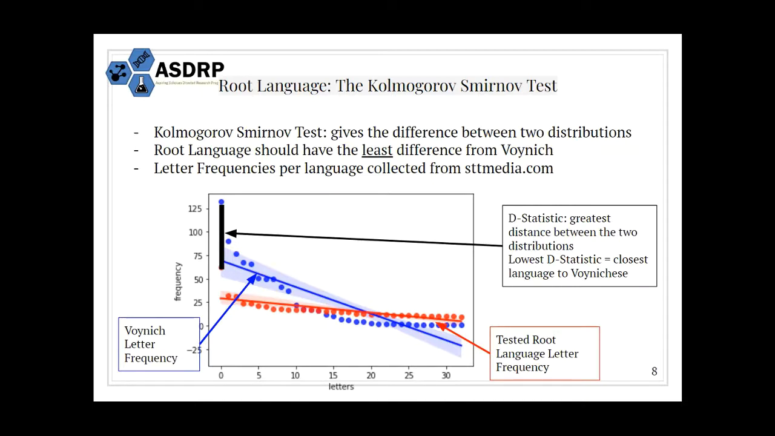So in order to conduct this comparison, we use the Kolmogorov-Smirnov test, or the KS test. This produces a numerical value called the D statistic, which is a measure of the greatest distance between two distributions. So essentially, the language that produced the smallest D statistic, or difference from the Voynich language, would be our root language.